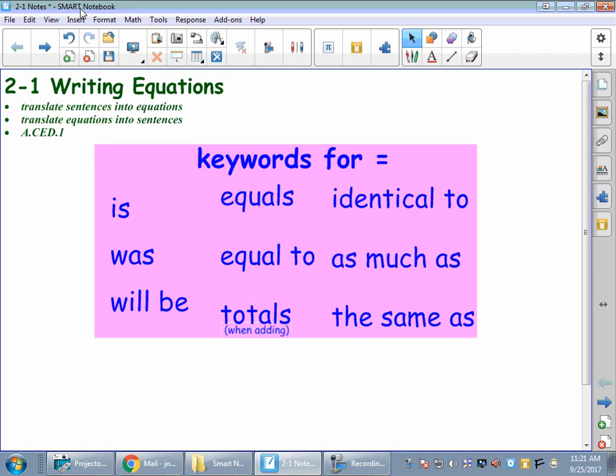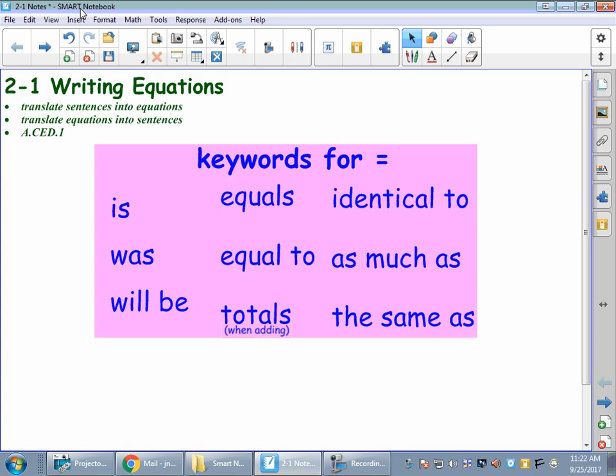So some words that are the same thing as equals in the English language are several of these. If you have the key on your notes, if you just want to put this list down below it. So is, and then if you have is, that's your present tense form of the word. Was is just the past tense of is, and will be is the future tense. So each one of those forms is still saying is, equals, equal to, identical to, as much as, or the same as.